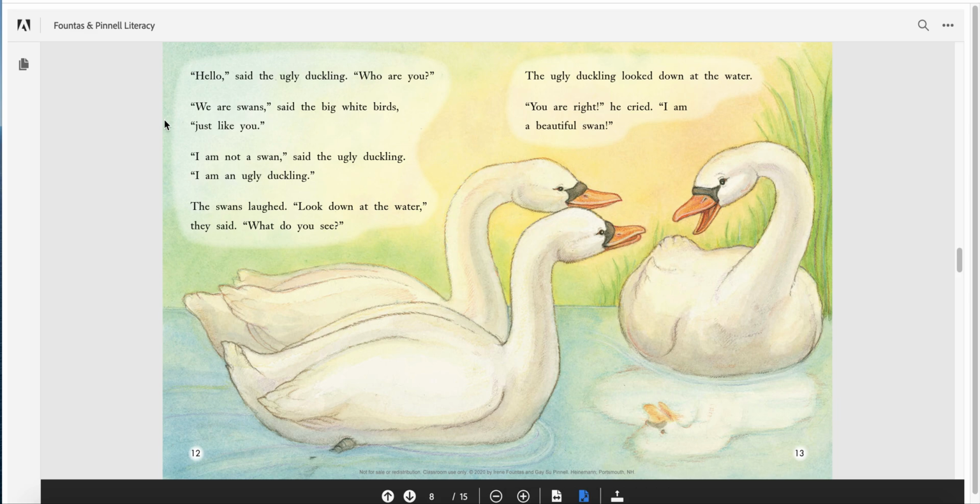"I am not a swan," said the ugly duckling. "I am an ugly duckling." The swans laughed. "Look down at the water," they said. "What do you see?" The ugly duckling looked down at the water. "You are right," he cried. "I am a beautiful swan." There's that word, beautiful. Wow, I wonder why the ugly duckling never looked at his reflection in the water before until now.